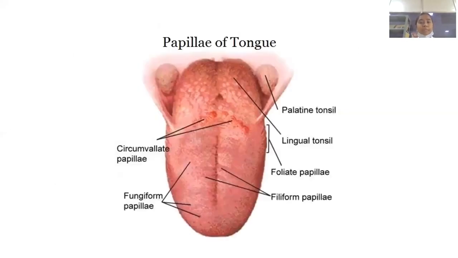So, the papillae of the tongue. This diagram explains the different sites where the papillae of the tongue are present. Here in the center, the V-shaped line consists of circumvallate papillae. The anterior part consists of filiform, foliate in the lateral border and fungiform in the anterior part, and the palatine tonsil can also be seen here.